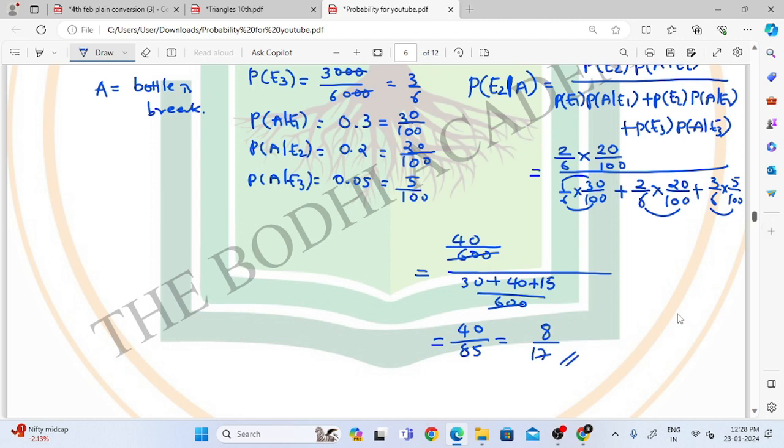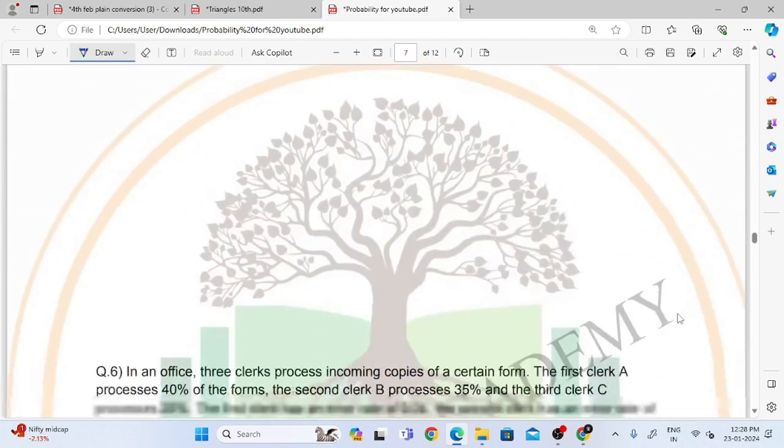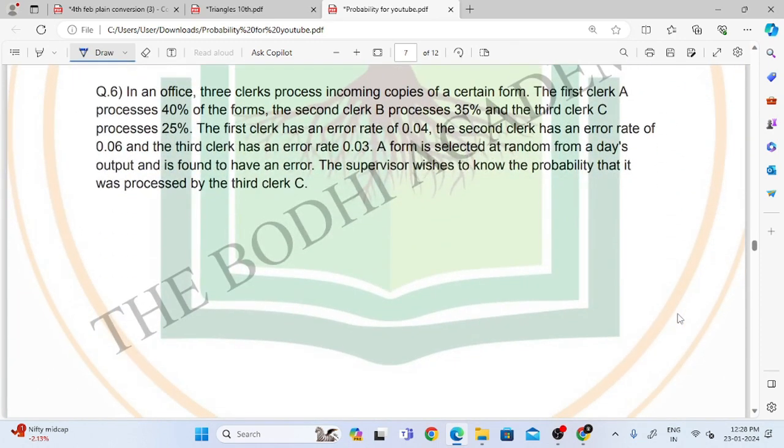Now the next question I will show you by using the arrow diagram. But in the exam you have to write down like this only. Whatever event is there, you have to form those events. So this question I will solve by using the arrow diagram. Look at it. In an office, 3 clerks process incoming forms. So total 3 clerks are there. Let's say the first one is E1, E2 and E3. 3 clerks are there, so 3 arrows will be made.